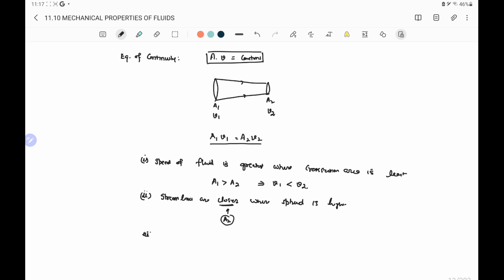Similarly, we can say that when a liquid or fluid flows from the area of cross section A1 to A2, its velocity increases. That means, because V1 is less than V2, the velocity increases. It means there is an acceleration in the fluid, and this acceleration is caused by pressure difference.